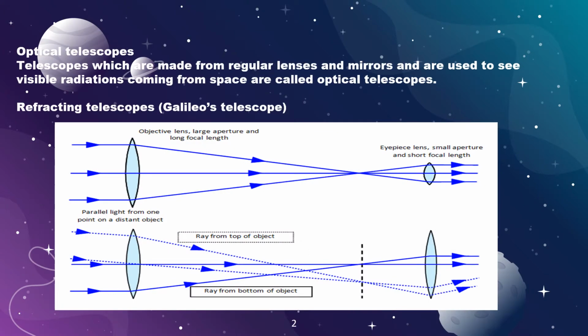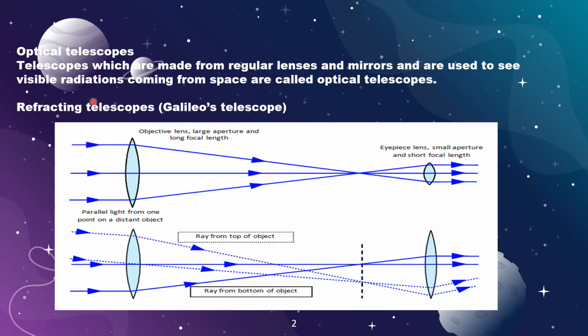A telescope is an instrument which is used to see objects that are far away. These telescopes are often used to view the planets and stars. Those telescopes which are made from regular lenses like concave and convex lenses and mirrors, and which are used to see the visible radiations coming from space, are called optical telescopes. Optical telescopes are of various types.